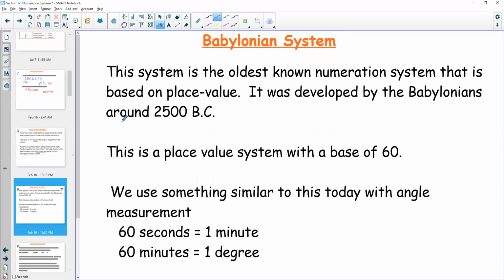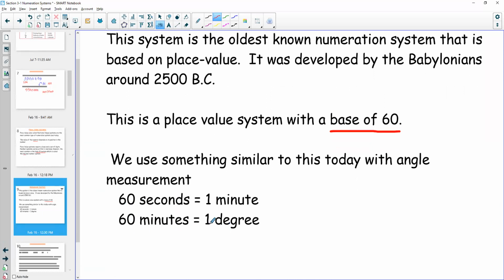The Babylonian system was the first and oldest system we know about that was based on place value. It's slightly younger than the Egyptian system, and its place value is a base of 60. So it's very similar to what we think about today with angle measurement or with time, right? There's 60 seconds in a minute. There's 60 minutes in a degree. You could also think of this as 1 hour, right? Each place value is 60. When you get to 60, you move to the next place value, just like when we get to 10, we move to the next spot.